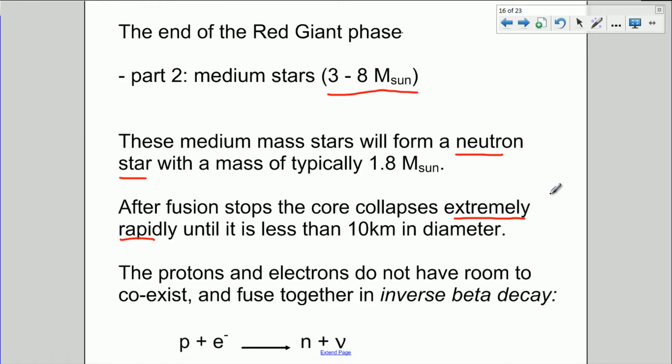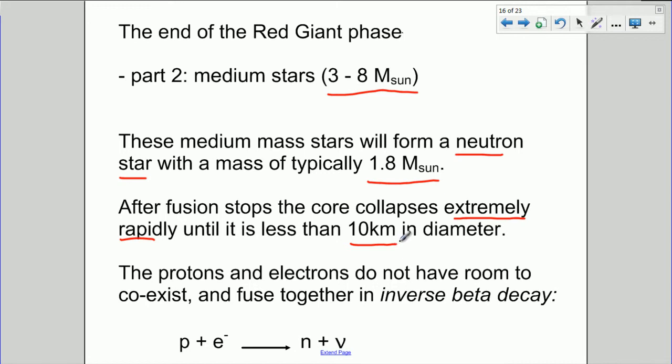It goes from being a normal sized star right down on itself until it is around about 10 kilometers in diameter. So it's about the size of a city. If you can imagine 1.8 solar masses, so nearly twice the mass of the sun, collapsing down within a second until it's the size of a city, you've kind of got the idea of what's happening. It's also extremely hot and full of lots of different elements in this plasma.